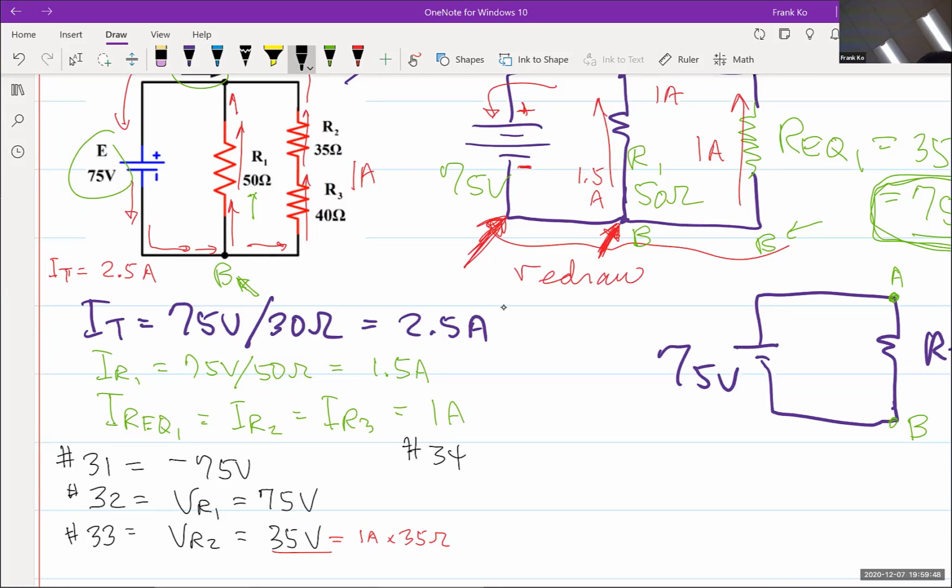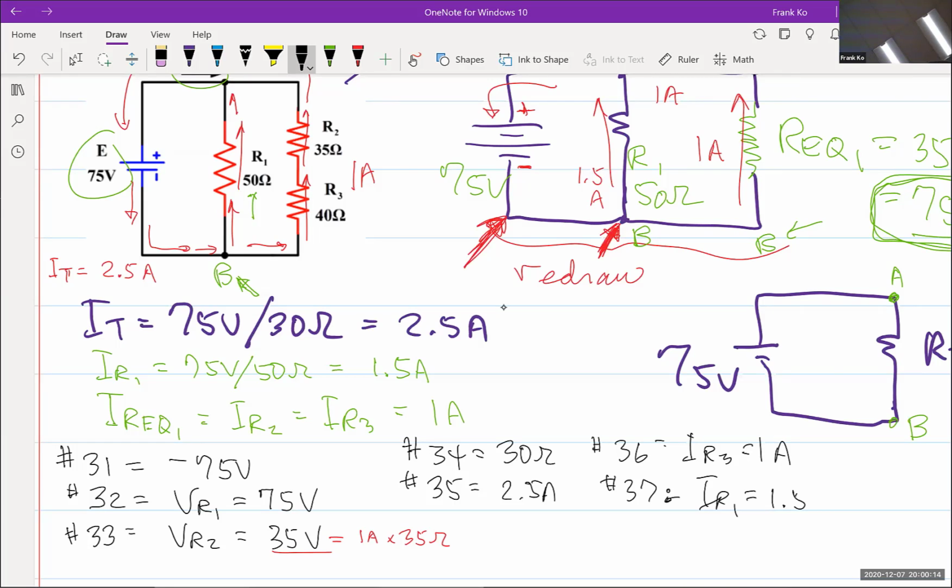Your RT we calculated was 30 ohms. Number 35, your IT we calculated was 2.5 amps. Number 36, the IR3 was equal to 1 amp. And number 37, the IR1 was equal to 1.5 amps. Okay, I think we solved everything there is to solve for that particular exercise, yes? Any questions on that particular guy?